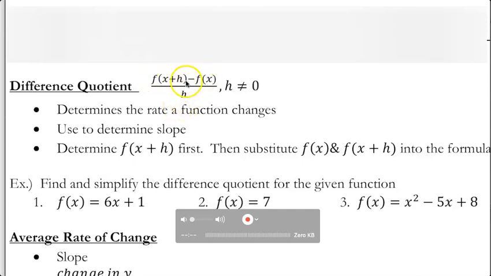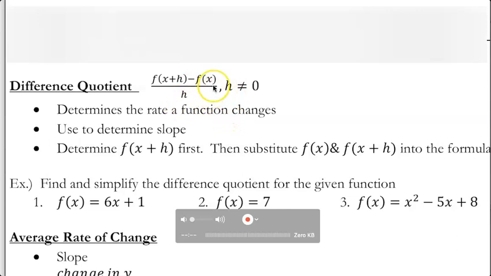We're going to evaluate that f of x plus h so we can use it in the front. From there, we're going to subtract off the f of x. Then we're going to divide by h. So the thing that we have to do is calculate that f of x plus h so that we can get that difference quotient.